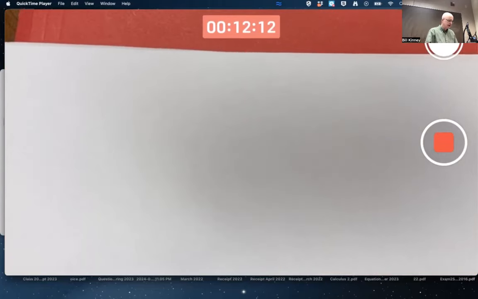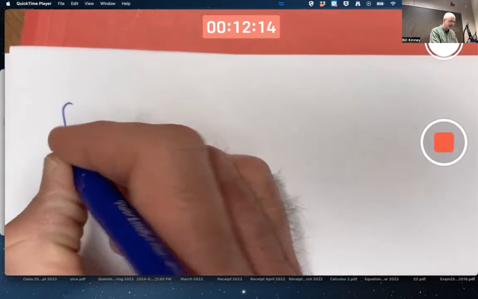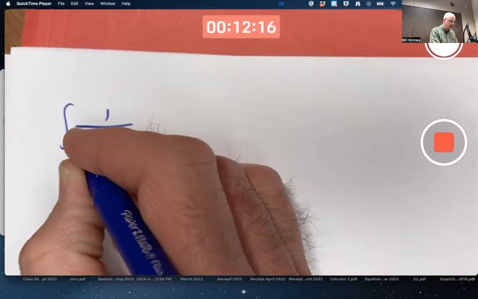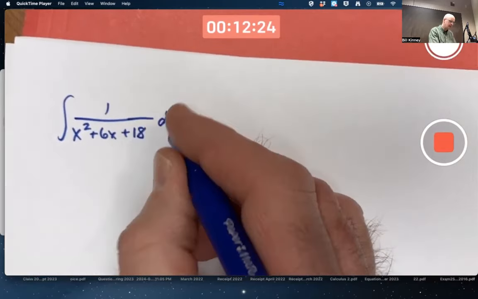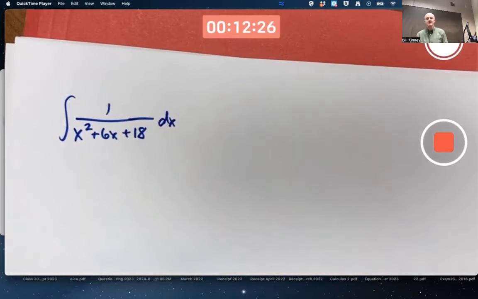The one integral we're going to do today is to integrate 1 over x squared plus 6x plus 18. When you look at that integral, you should be saying to yourself, hey, that's a rational function. Maybe I can factor the bottom and use partial fractions.